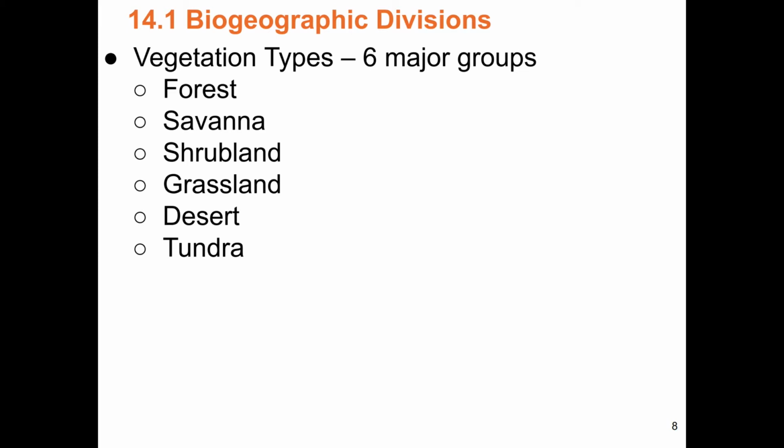So just looking at the shapes of the plants, you can see the difference between tundra and grassland and forest. It's all based on climate. Tundra based on temperature, desert based on rainfall, grassland, shrubland, savanna, forest based on the interplay of temperature and rainfall.